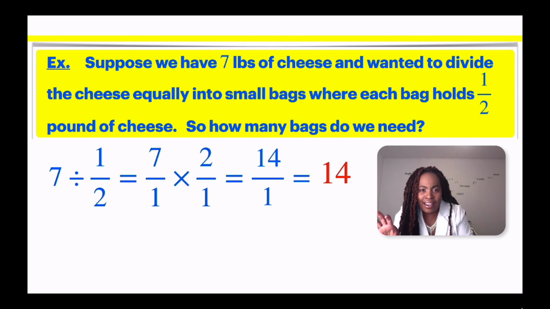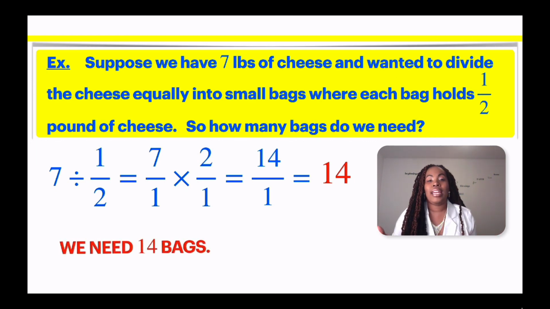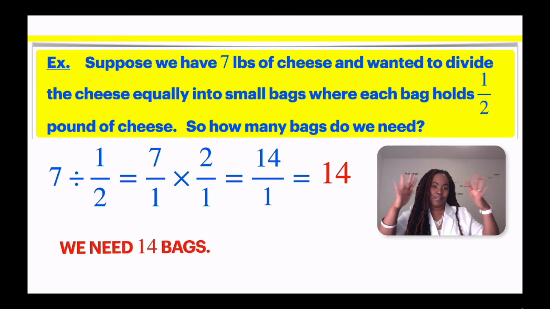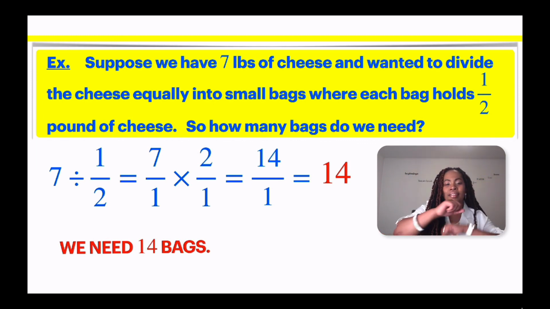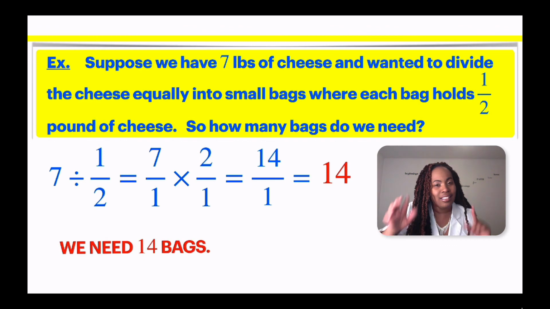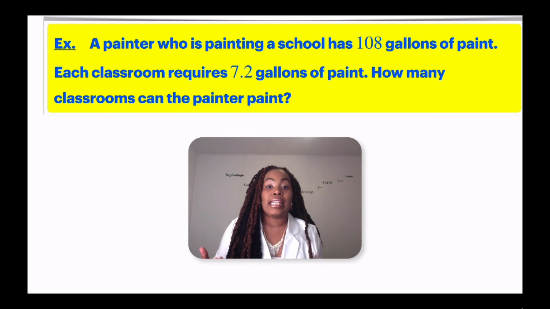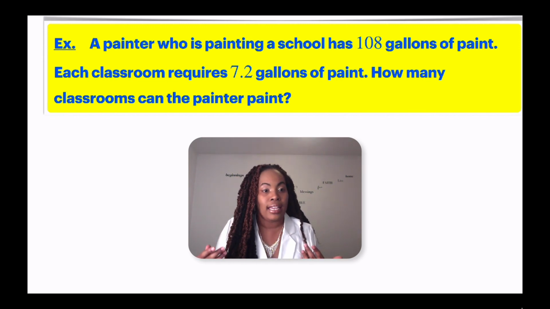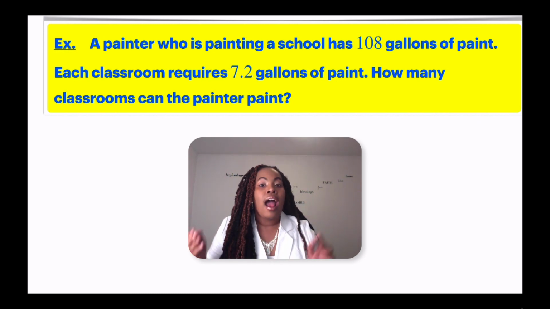So far, so good, right? And now it's down to the easy stuff. All we have to do is multiply straight across, okay? So 7 times 2 is 14. And 1 times 1 is 1. We end up with 14/1. And we already know what that is. That's just 14. So to answer their question, how many little baggies do we need? If we're putting a half pound of cheese in each bag and we started with the whole 7 pounds, we're talking equal parts here, we're gonna need 14 of those bags. And we want to let them know that in English. So to answer the question, we need 14 bags.